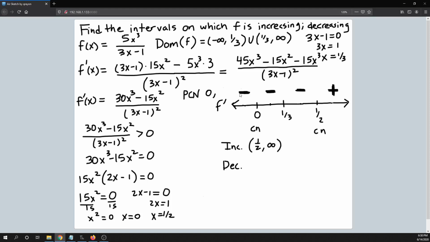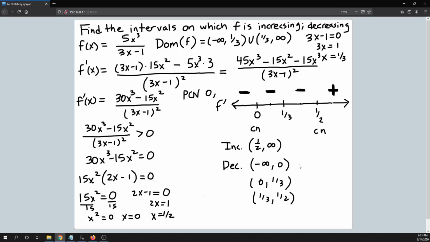All right, and then for decreasing, I'm going to put each of these intervals here. So this first one over here, I'm looking for the intervals for decreasing. It's going to be the intervals where there's a negative sign over it. So the first one is going to be negative infinity to 0. That's this one right here. The next one is going to be 0 to 1/3. And the third one is going to be 1/3 to 1/2. Okay. And again, there's an issue on these with the parentheses and the brackets.